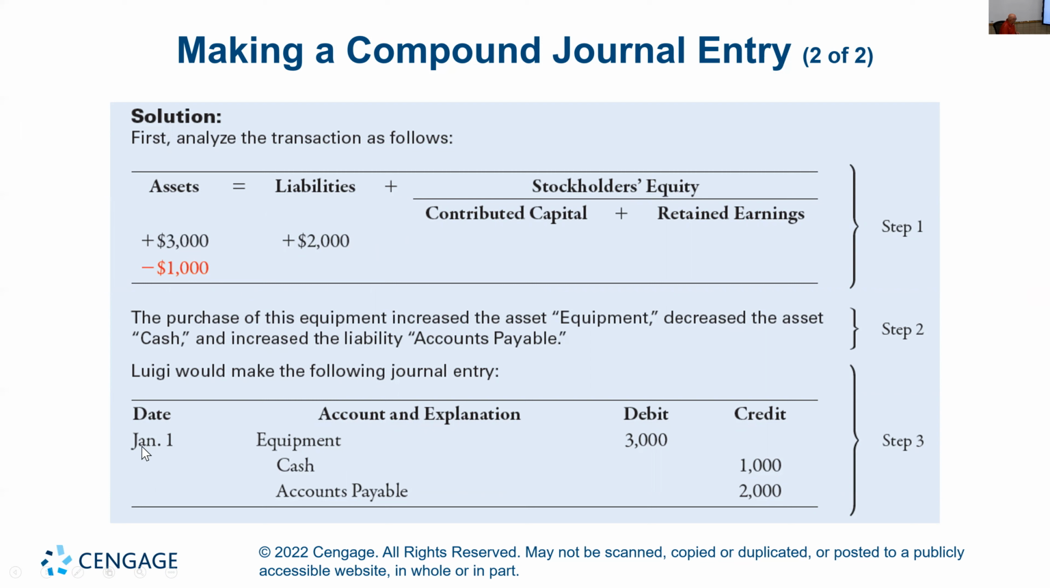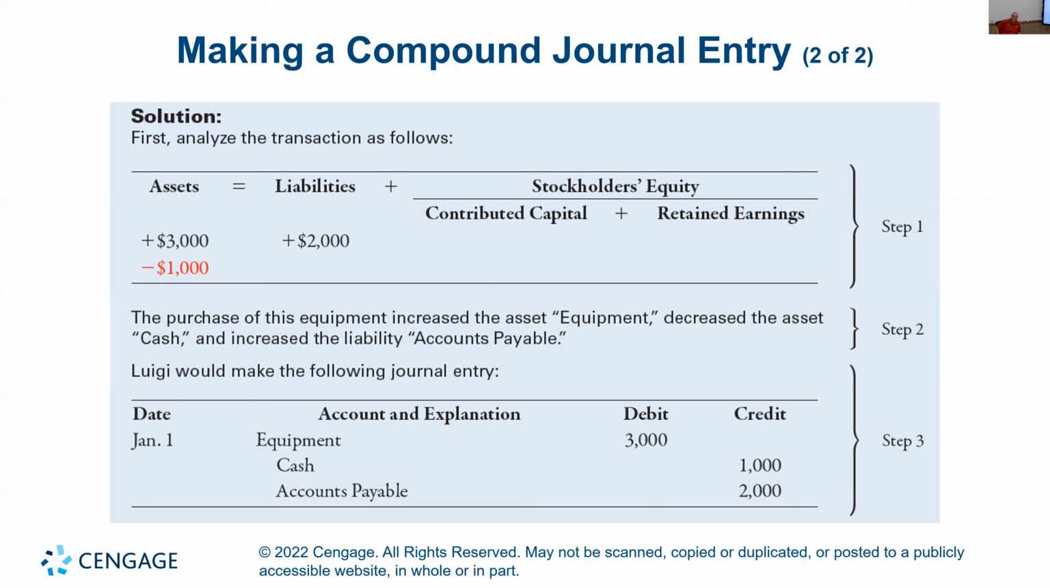When we go to enter it, again, we put our date in the date column. We start with our debits. So the equipment is an asset increasing, normal debit balance. Okay. So we have equipment. We would debit it, make a debit entry for $3,000. And that's it for the debits.